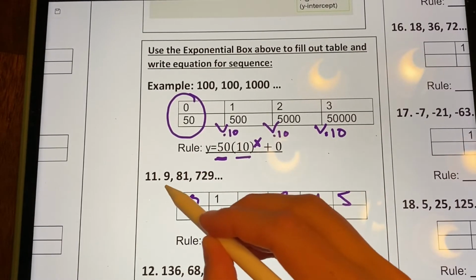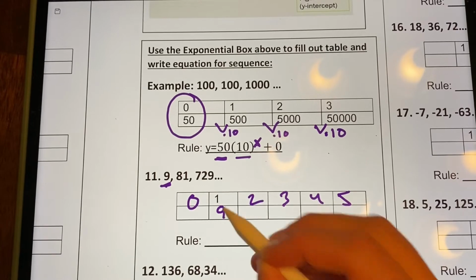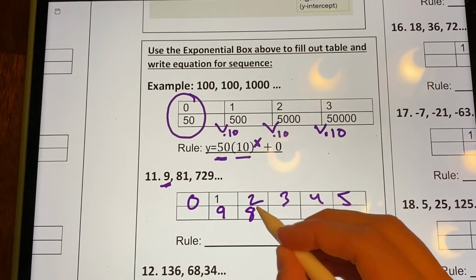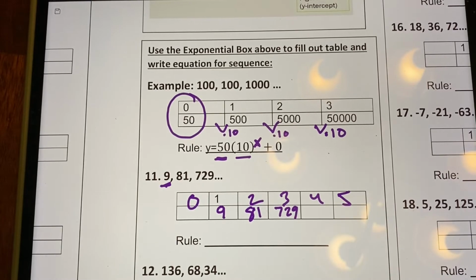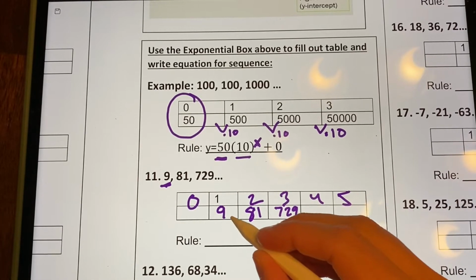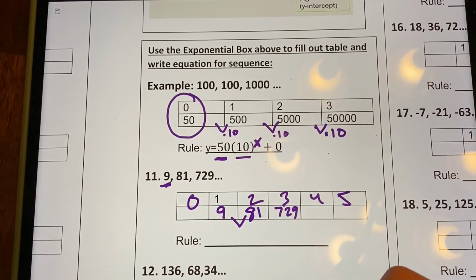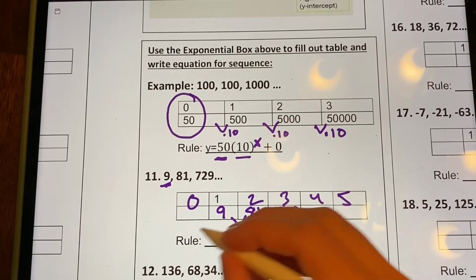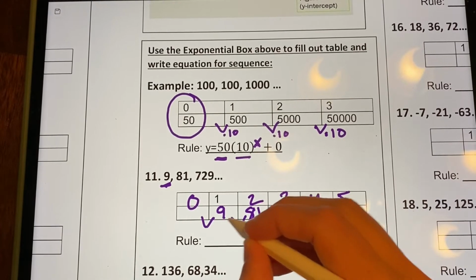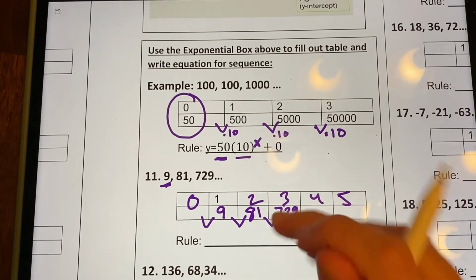So 9's your first term, so you gotta put 9 here. And 81 here. And 729 here, and so on. And figure out what is being multiplied. How do you go from 9 to 81? 9 times what is 81? And then that should match what this one is, and so on. To go backwards, instead of multiplying by that number, you will divide by it.